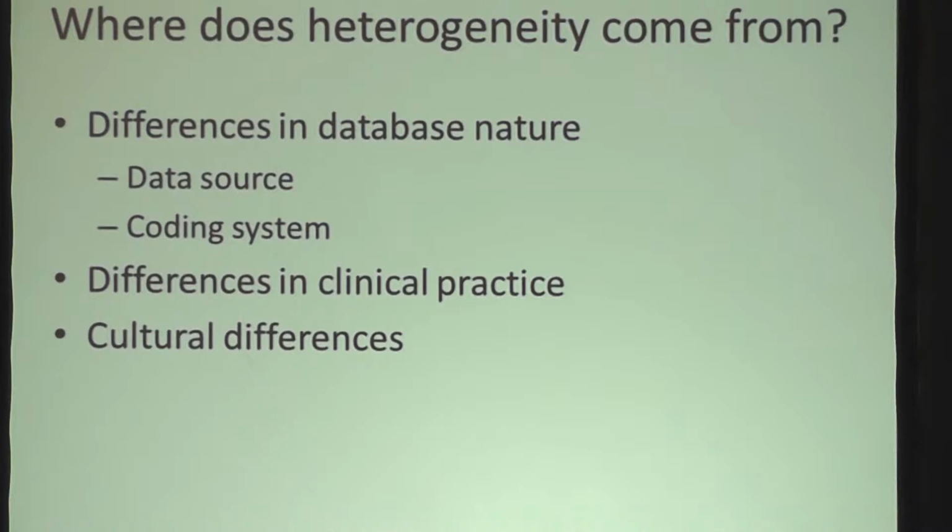So from these examples, we think about where heterogeneity comes from. Data sources, of course, are the main reason, and also the coding system. We use different coding systems across different sites, and there are also differences in clinical practice. For example, for ADHD, we share very similar clinical practice guidelines across the world, but the prevalence of medication use is quite different across the world. And that could also be because of cultural differences as well.